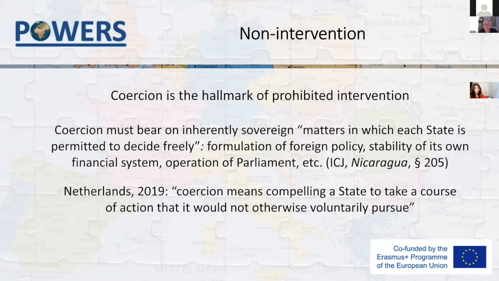And also the International Court of Justice, in its final judgment concerning the Nicaragua case, underlined that the principle of non-intervention is a part of customary international law, and its existence is well established in the practice of states. But defining the exact content and scope of the principle is not so easy. So we can be sure that coercion is the main aspect, because the element of coercion defines and forms the very essence of prohibited intervention in international law.